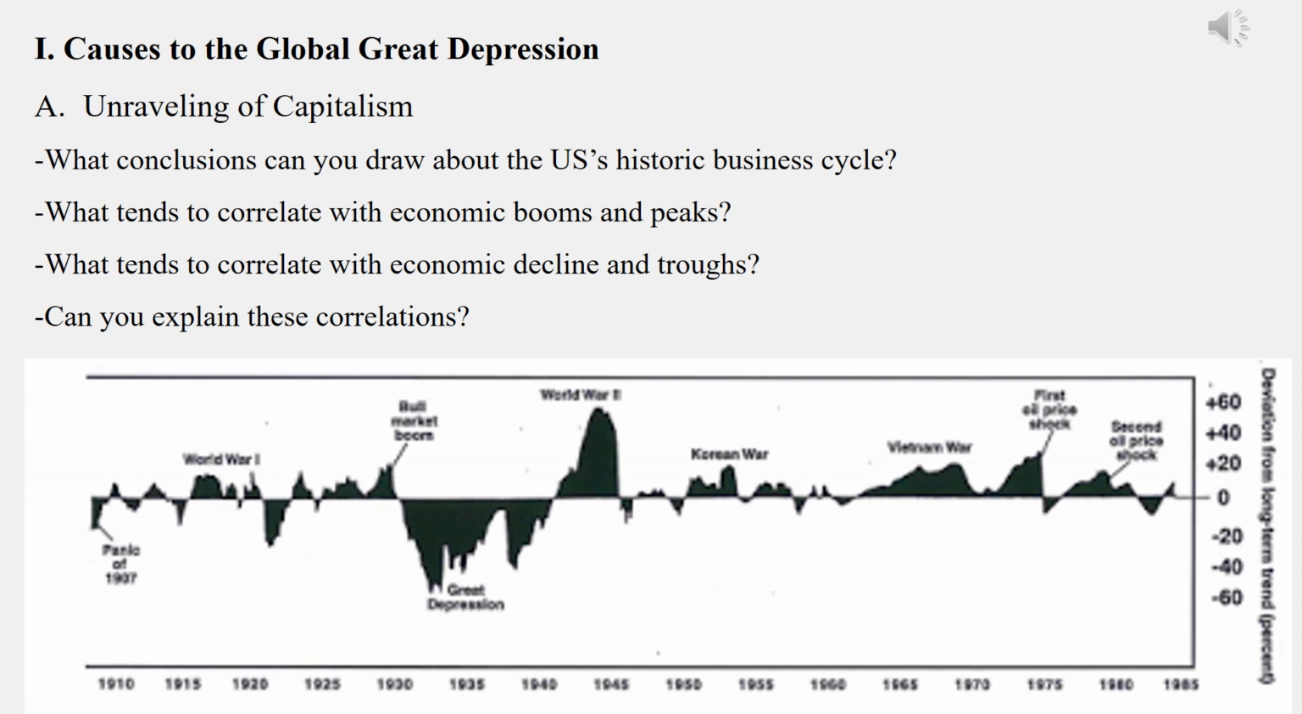This slide continues with the back end of America's historical business cycle, as the timeline graph below focuses on the 20th century. Take a look at the continued instability of the American business cycle from 1910 to 1985, indicated in the timeline graph below. What conclusions can you draw about the United States' historic business cycle?